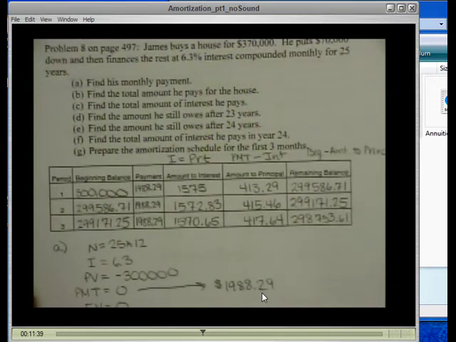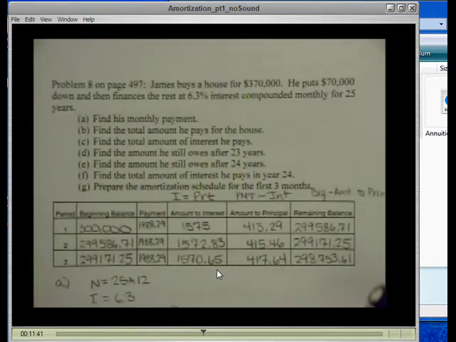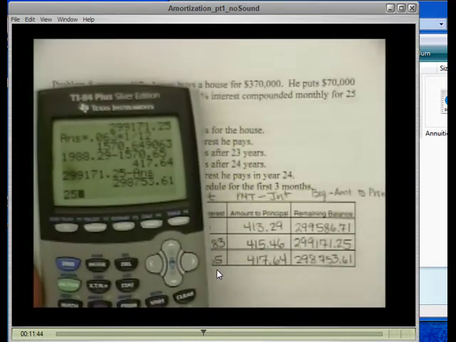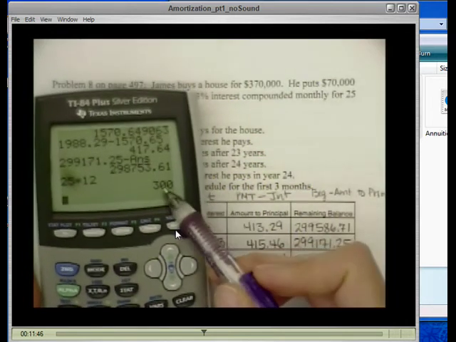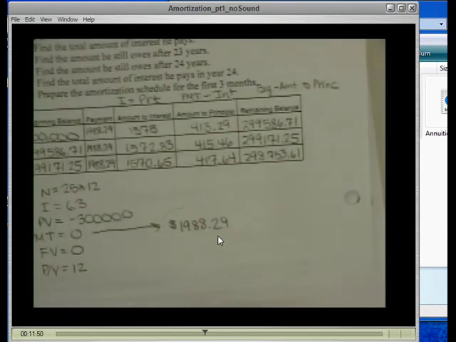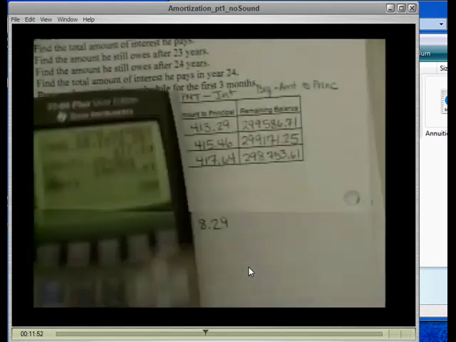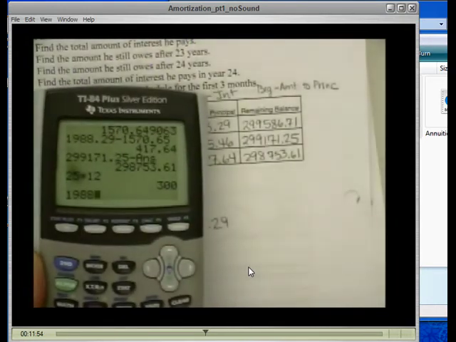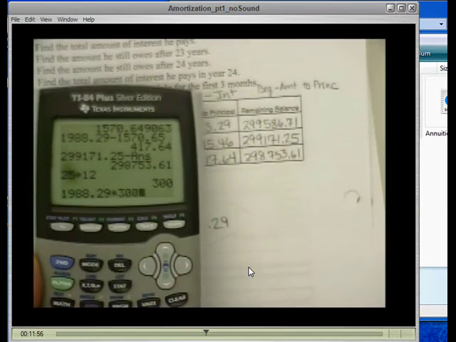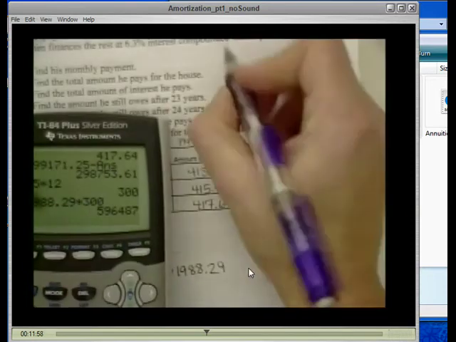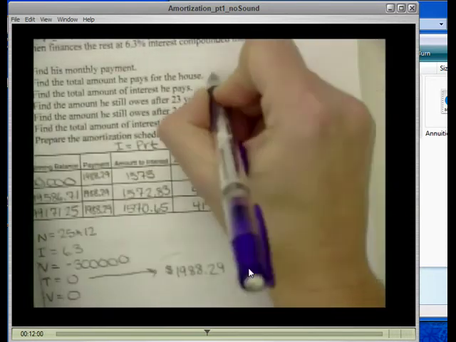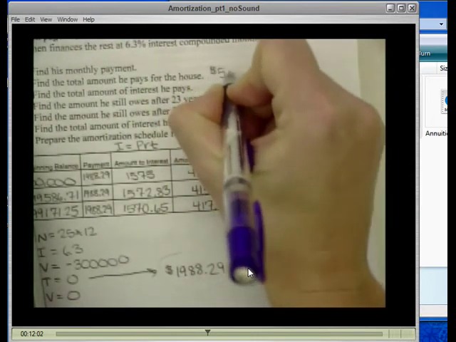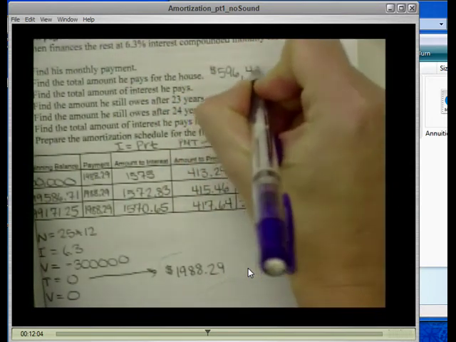I think I'll probably just do it on the calculator. Yeah. So he made 300 of those payments. So we're just going to do 300 times that payment amount. So he pays that $596, whatever I got.